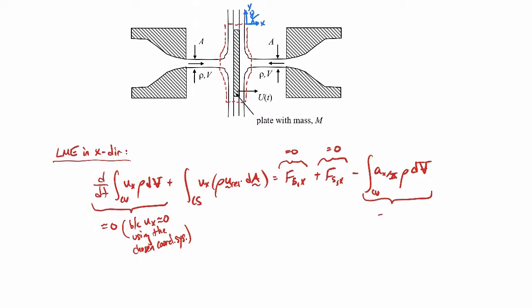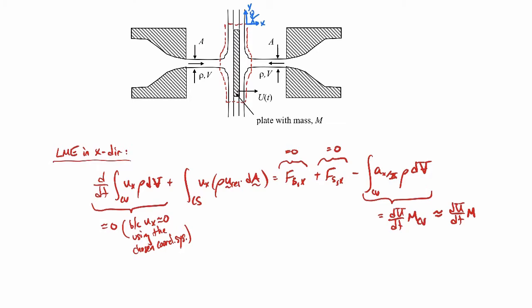So this can be written then as the acceleration. The acceleration of this coordinate system relative to the ground, or to an inertial coordinate system, is just du dt. So the acceleration is du dt, and then we'll multiply that by the mass in the control volume, which we said was just going to be the mass of the plate. So that's approximately equal to du dt times m, where m is the mass of the plate.